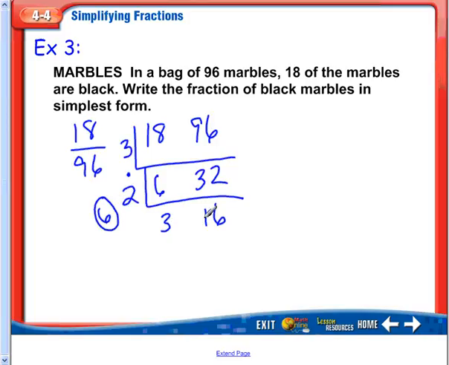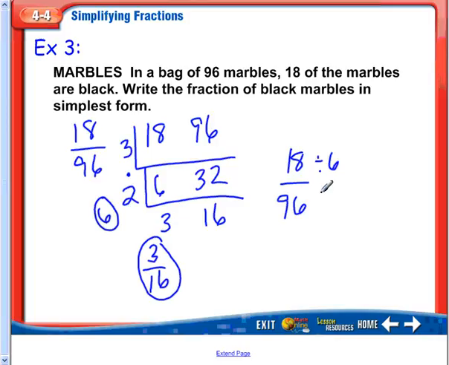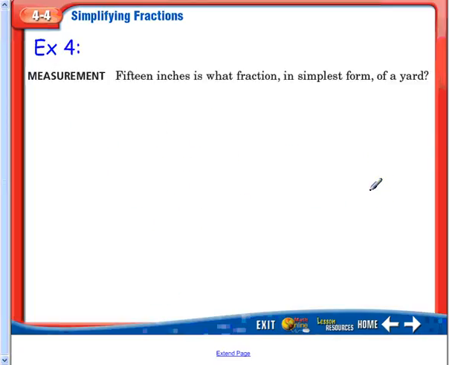But by using the L method, I not only find the greatest common factor, I also know my numerator and my denominator. So 3/16 is the simplest form of 18/96. If you did know that 6 was the greatest common factor, you could start by writing 18 over 96, divide the numerator by 6, divide the denominator by 6, and you would get 3/16.